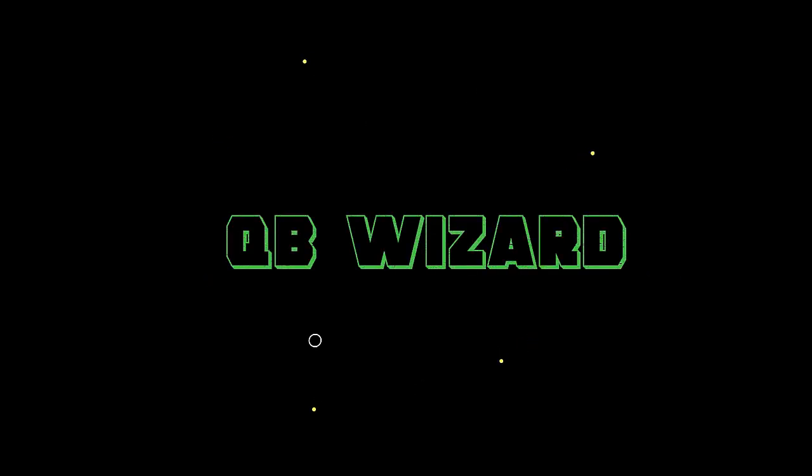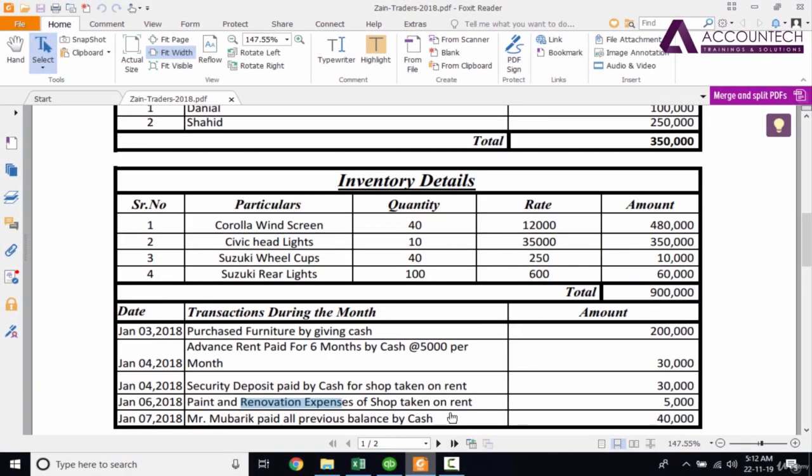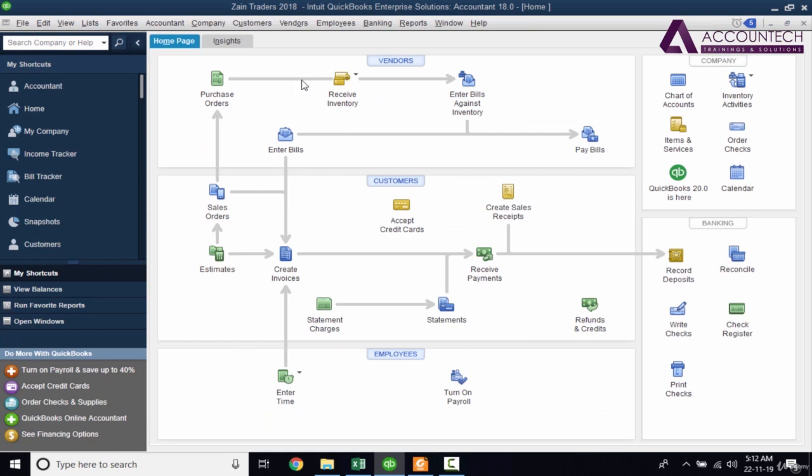Alright, let's get started. Our next entry is paint and renovation expenses for shop taken on rent. Now this is an expense account and it is considered as paid by cash, although it's not mentioned here how the payment is made, but for now we will consider that it is based on cash, because if it was on credit then the vendor name must have been mentioned. So we will consider it as cash payment.